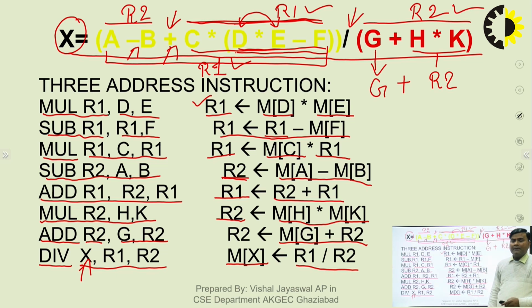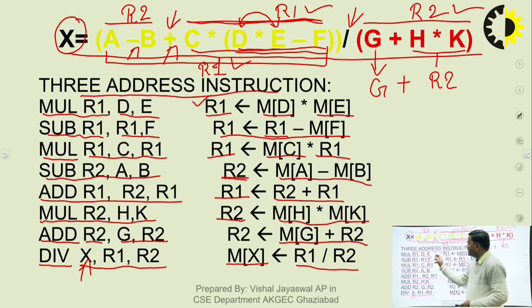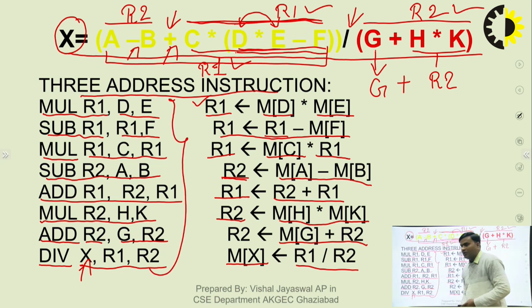You can see that in the 3 address instruction format, every instruction has 3 addresses, not more than 3. Every instruction has 3 addresses. Addresses may be registers, or addresses may be memory.